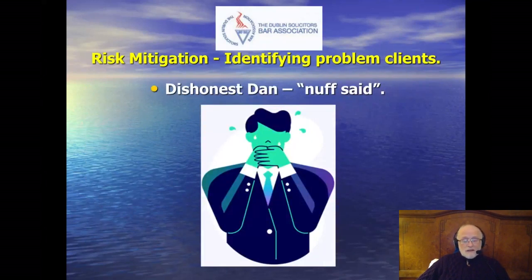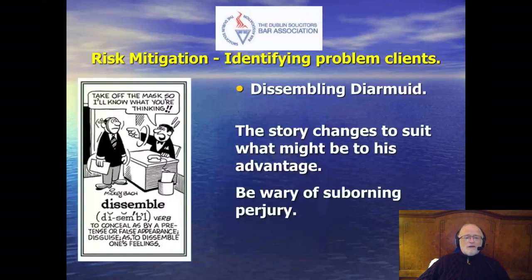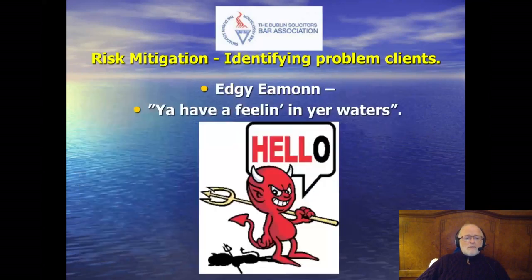Dishonest Dan, enough said. If it's patently obvious that someone is dishonest or is in some way involved in criminal activity, which might be the source of your fees, again, very important. And remember, you have obligations to make disclosures in the event that you think there's an offence under money laundering regulations, etc. Dissembling Dermot, the story changes to suit whatever might be to their advantage. Now that might not be malicious, it could be an unthinking, unconscious action on their part, but you want to be very careful of suborning perjury in court.